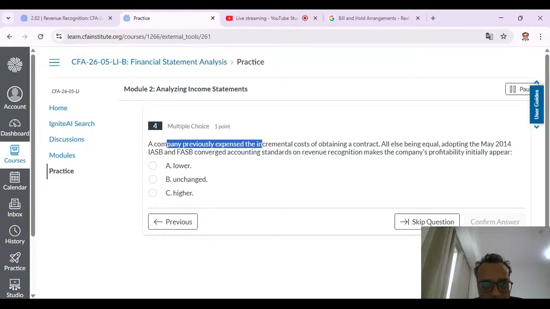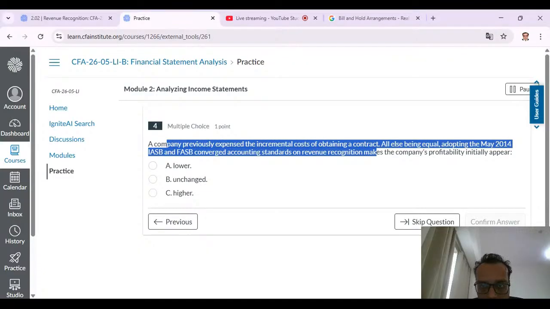The company previously expensed the incremental cost of obtaining a contract. All else being equal, adopting the 2014 IASB and FASB converged accounting standard on revenue recognition makes the company's profitability initially appear. A company previously expensed the incremental cost for obtaining a contract.